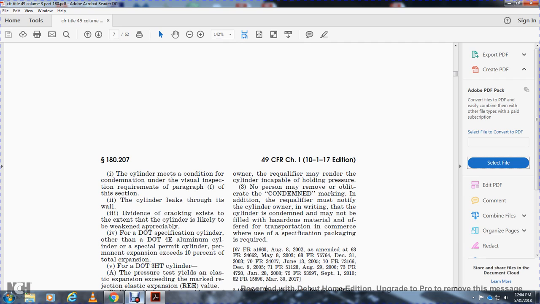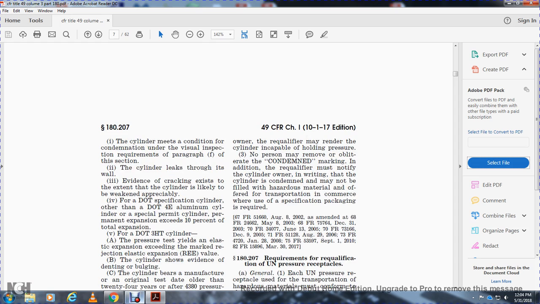Cylinder leak through the wall. The evidence of cracking exists to an extent that the cylinder is likely to be weakened appreciably. 4. The DOT specification cylinder with the DOT 4E aluminum cylinder, special permit cylinder, with permanent expansion for the extent of 10% of the total expansion.